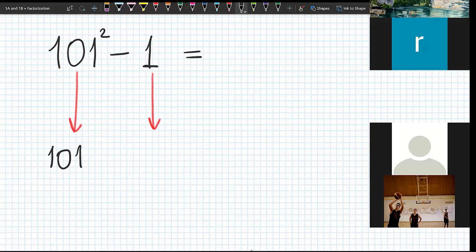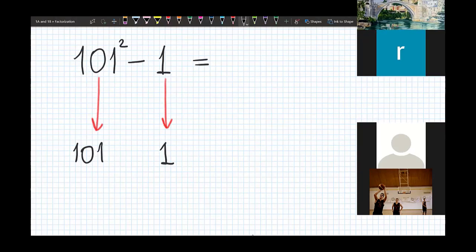What is the square root of the second one? It's 1. We have numbers. We don't have variables here. It doesn't matter. I can factorize it. So the first term minus second term, first term plus second term. Difference of two squares identity.